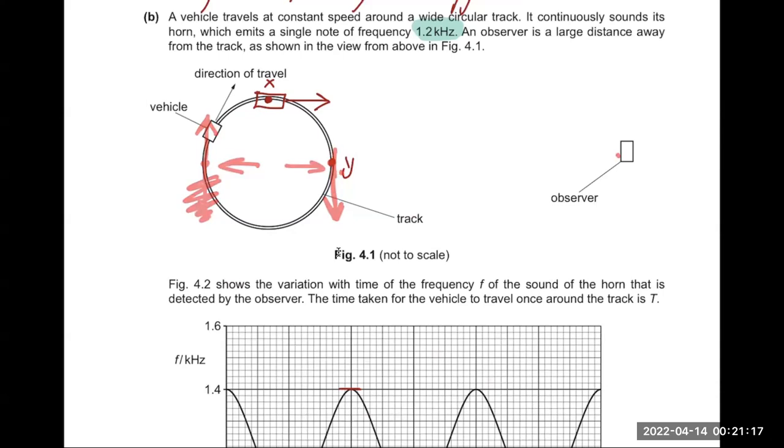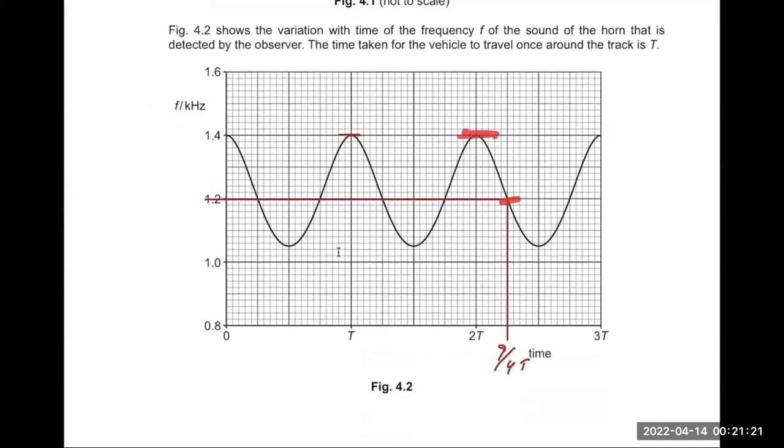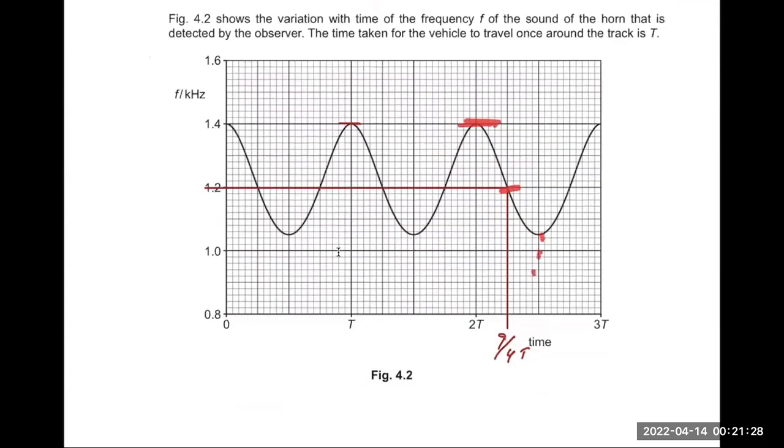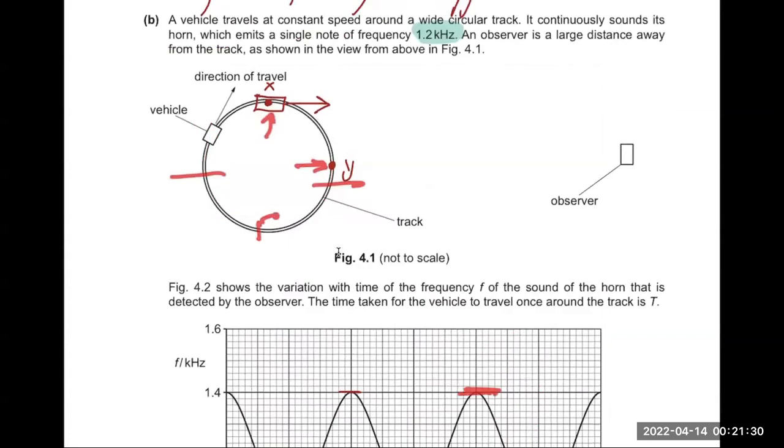Now, how do we decide whether it's to the right or to the left? This point is immediately after a maximum frequency is heard. Immediately after a maximum, which is at this point. And then there is a minimum after that. So the minimum frequency would be observed at this lower point when it's moving away. Do you get this?